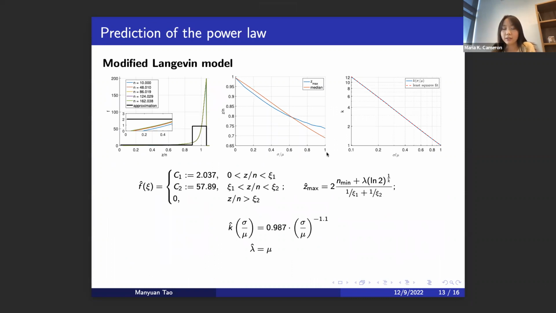Here are the detailed formulas for our approximations. We use the modified Langevin model for illustration. First is the piecewise constant approximation to the stress-stretch relationship. Second is our approximation for the maximizer. Finally, the shape parameter k relates to the variability via this power law. And for the scale parameter lambda, it's approximately equal to the mean mu.